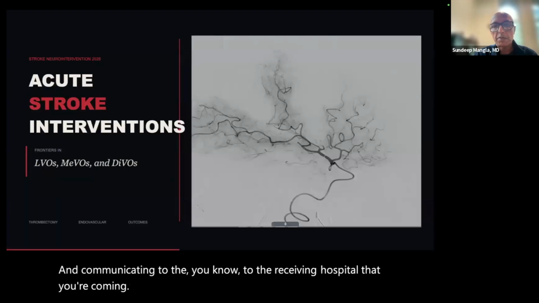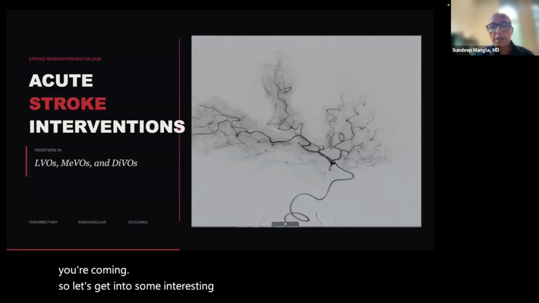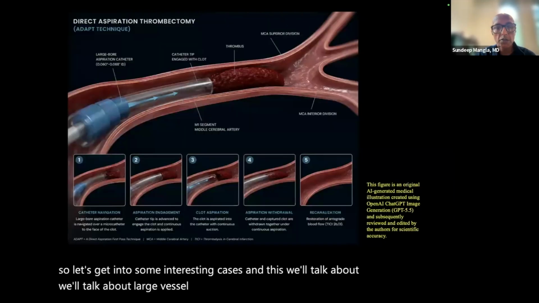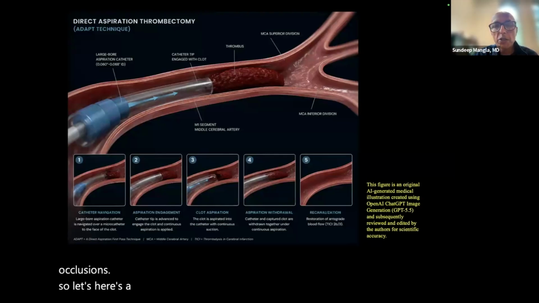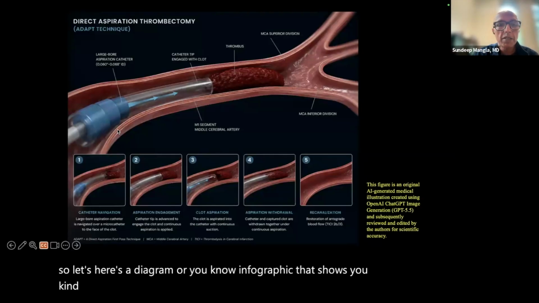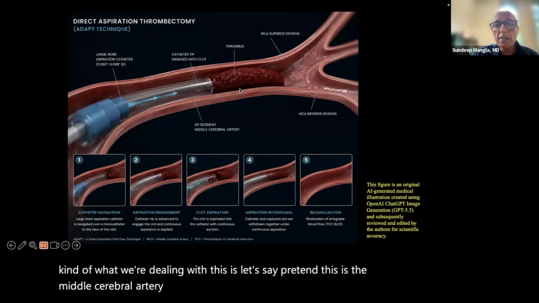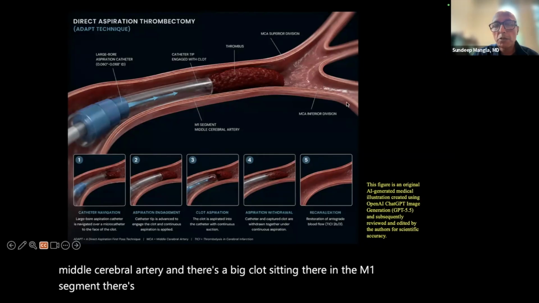So let's get into some interesting cases. And this we'll talk about large vessel, medium vessel, and distal vessel occlusion. So here's an infographic that shows you what we're dealing with. Let's pretend this is the middle cerebral artery, and there's a big clot sitting there in the M1 segment. There's the bifurcation into the M2s.